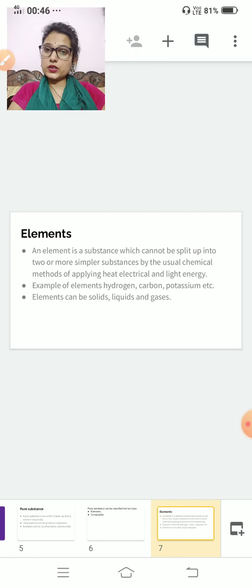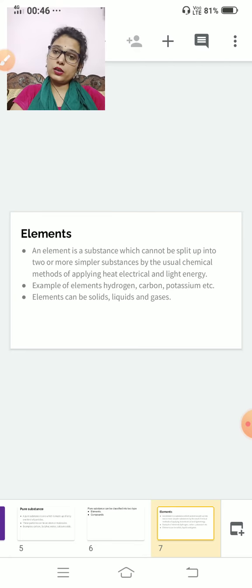An element is a substance which cannot be split up into two or more simpler substances by the usual chemical methods of applying heat, electrical, and light energy. Clear? Examples of elements are hydrogen, carbon, potassium, silicon, calcium. These are all examples of elements. Now, elements can be present in the form of solids, liquids, and gases. Clear?